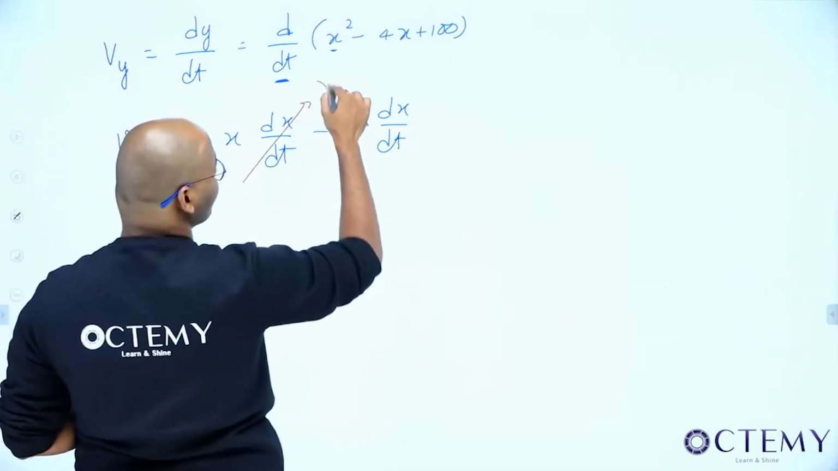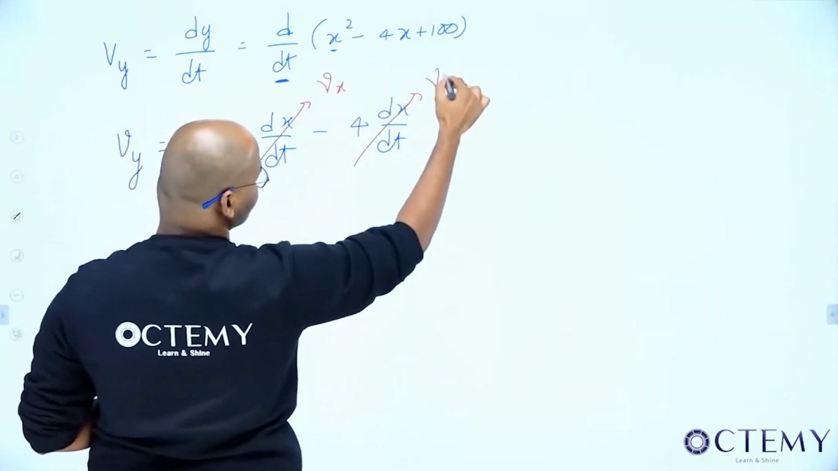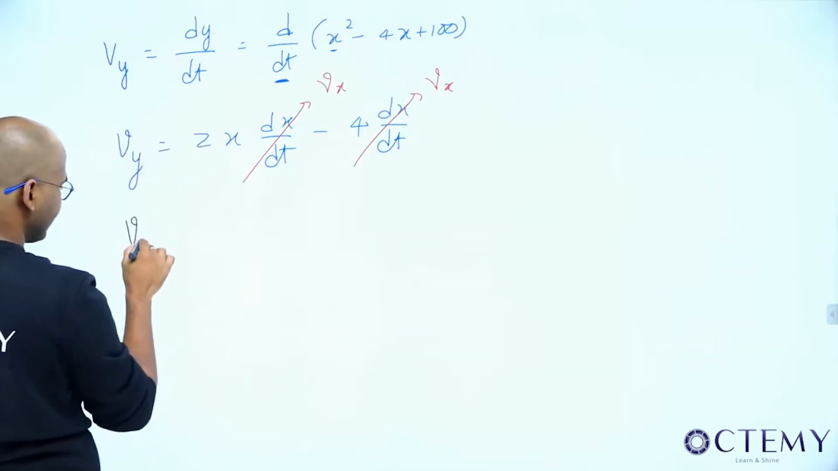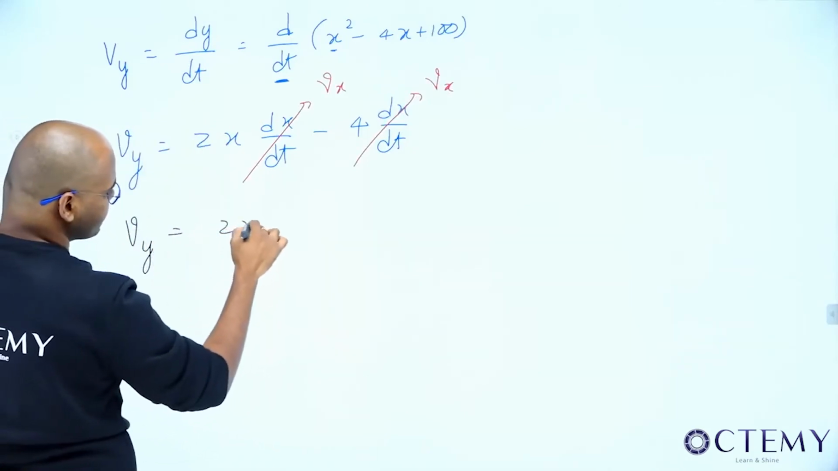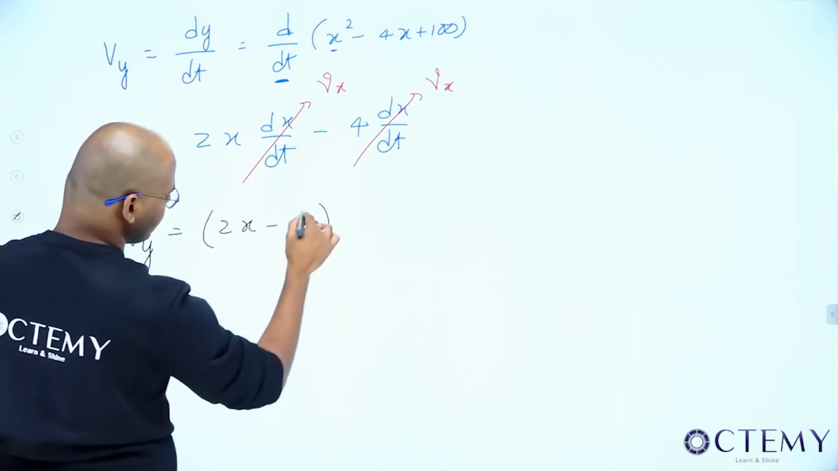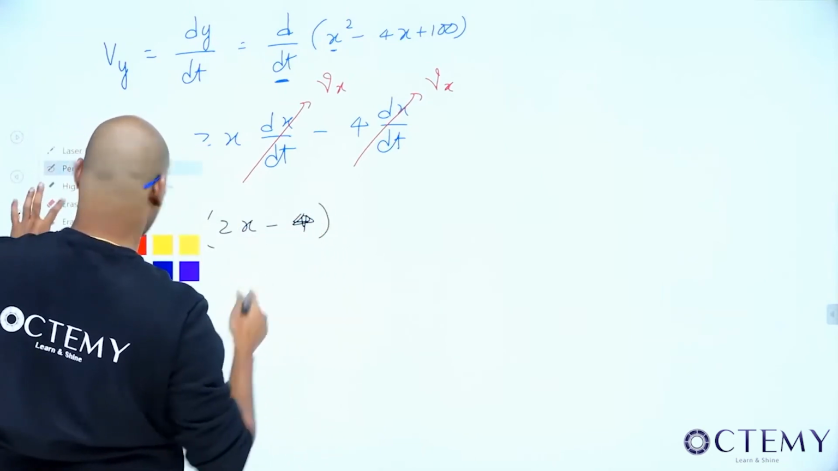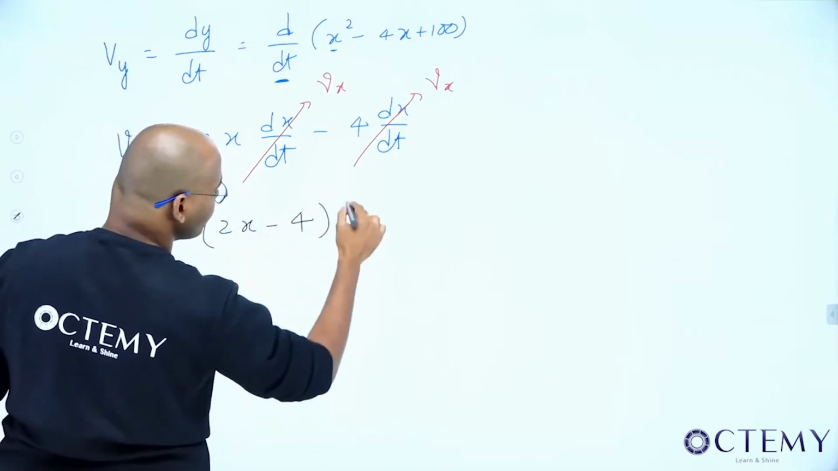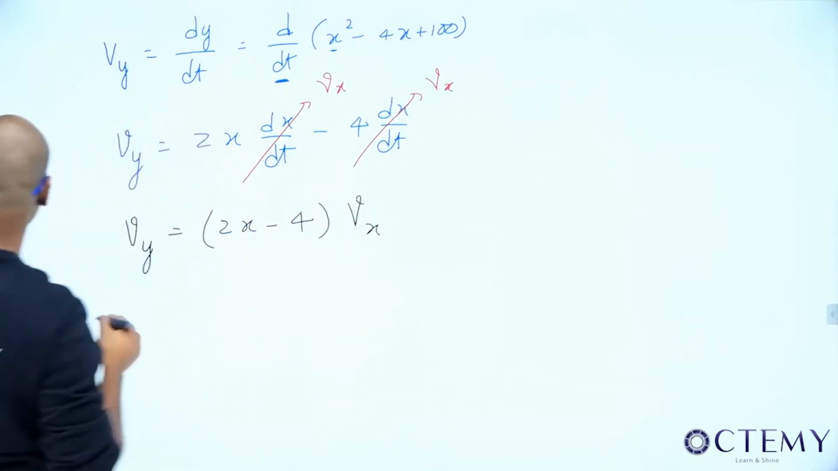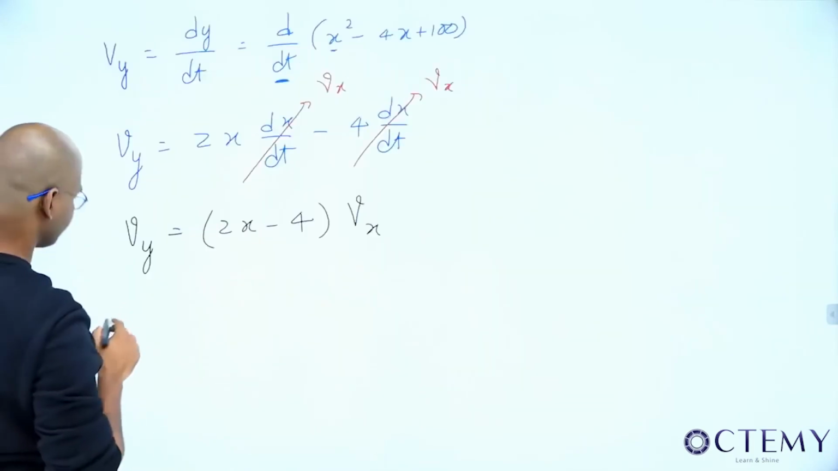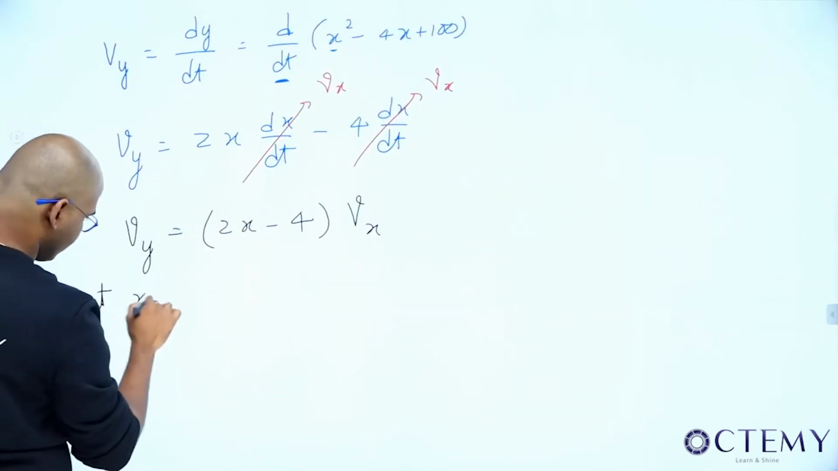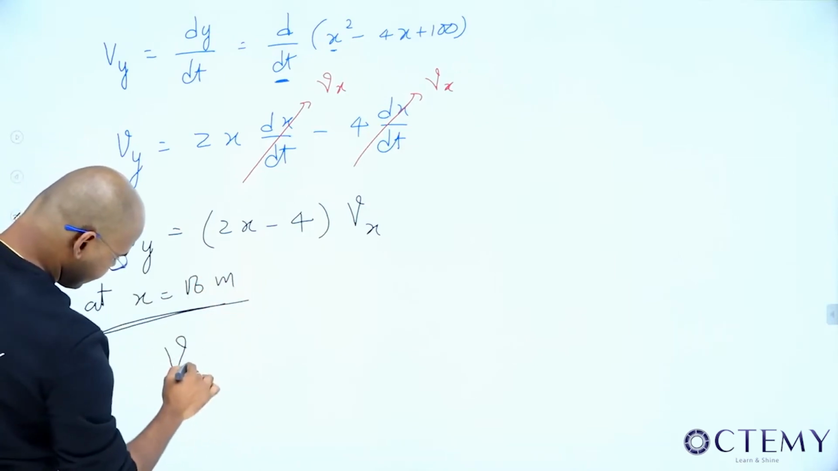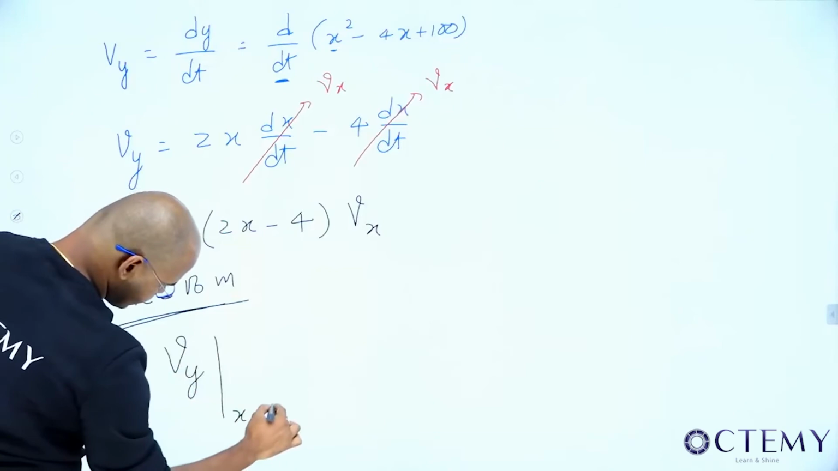Dx by dt is nothing but velocity in x direction. So what am I going to get from that? Velocity in y direction is nothing but equal to 2x minus 4 into velocity in x direction. Where is he asking, sir? At x equal to 16 meters. Vy at x equal to 16 meters.